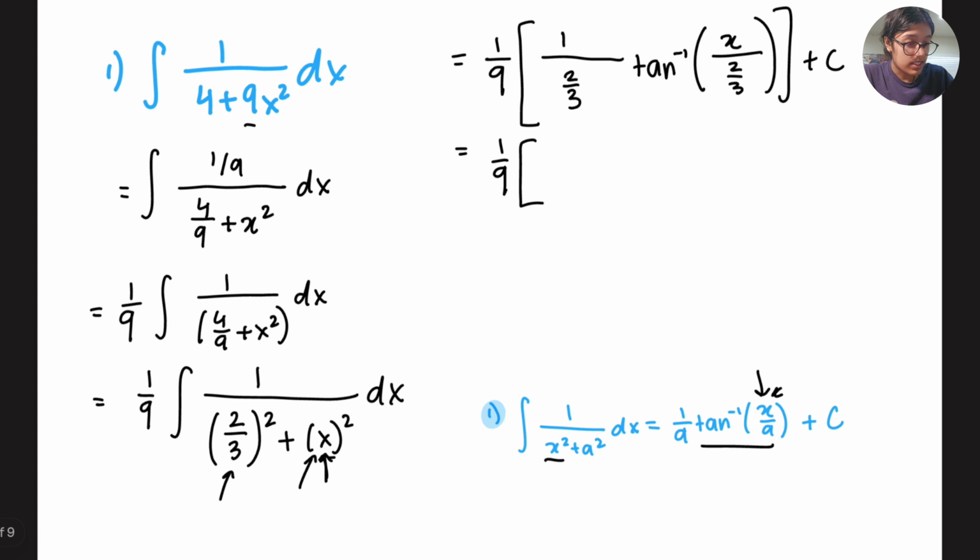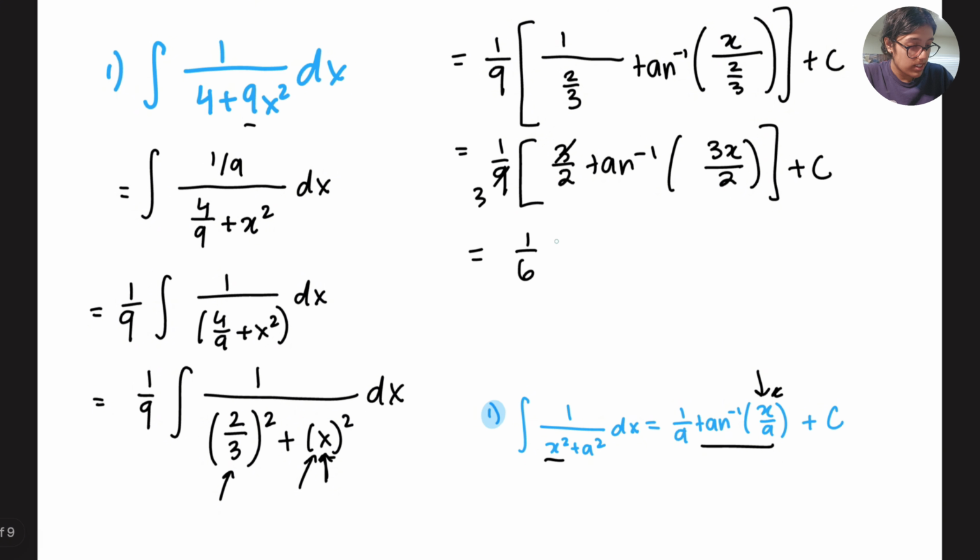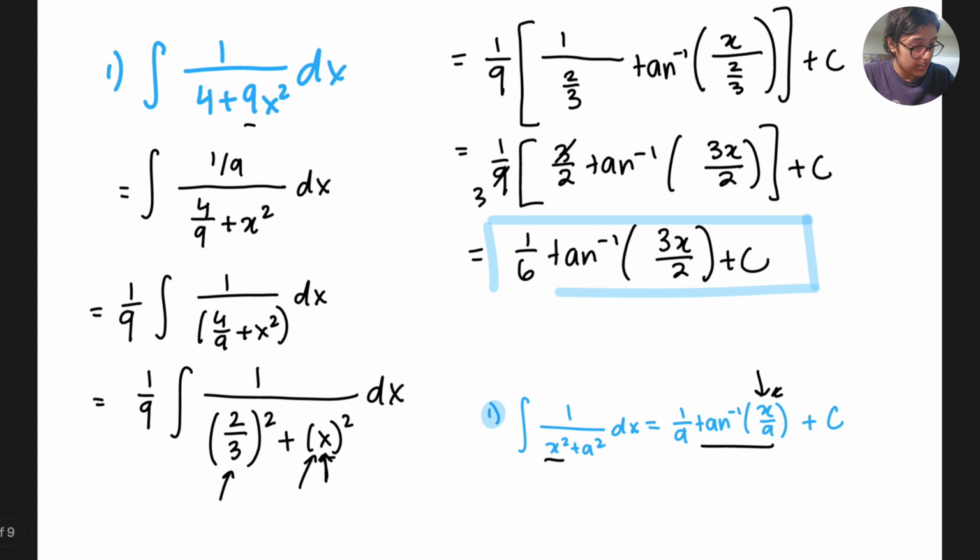Now we just have to simplify it, so 3 over 2 tan inverse of 3x over 2 plus c, and that gets canceled with the 1/9. We're left with 1/6 tan inverse 3x over 2 plus c. And that is our final answer.